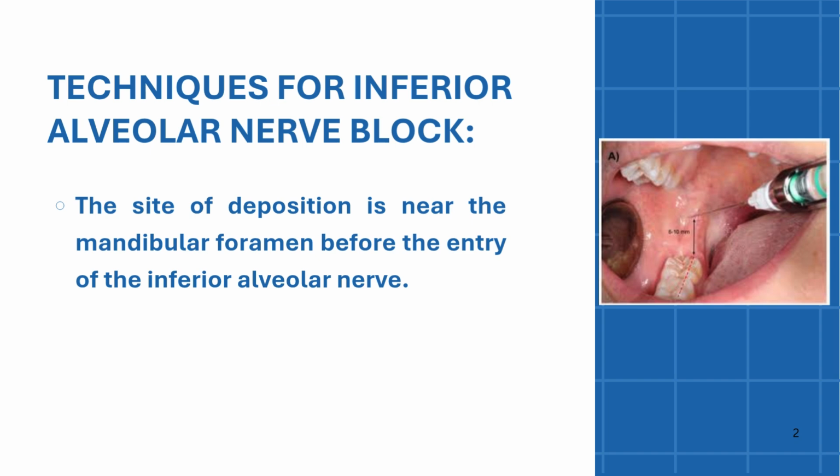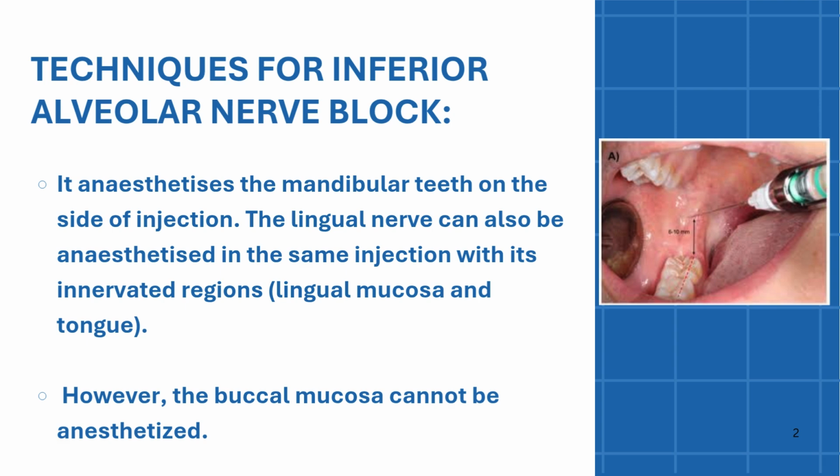Okay, and now we will discuss the techniques of local anesthesia, and the first is the technique for inferior alveolar nerve block. The site of deposition is near the mandibular foramen before the entry of the inferior alveolar nerve. This technique will anesthetize the mandibular teeth on this injection site, and the lingual nerve can also be anesthetized in the same injection with its innervated region, which is the lingual mucosa and the tongue. However, the buccal mucosa cannot be anesthetized in this injection.